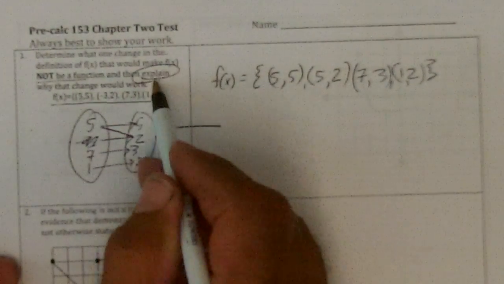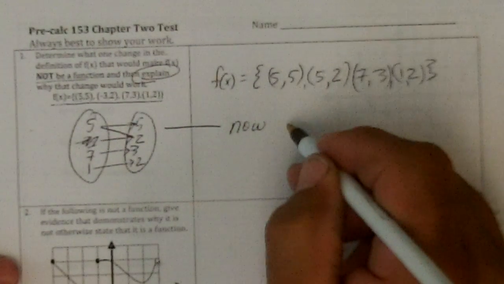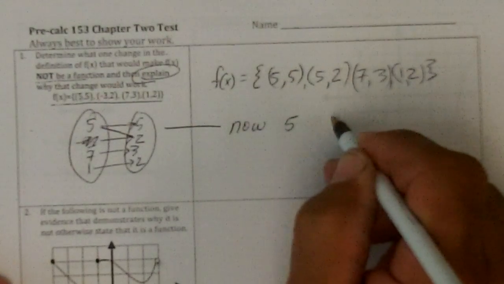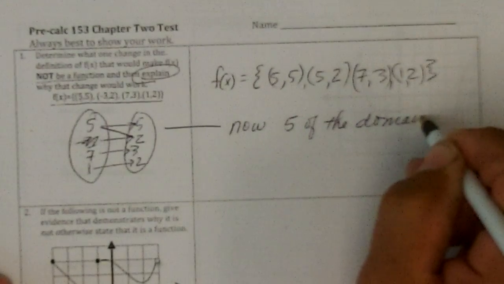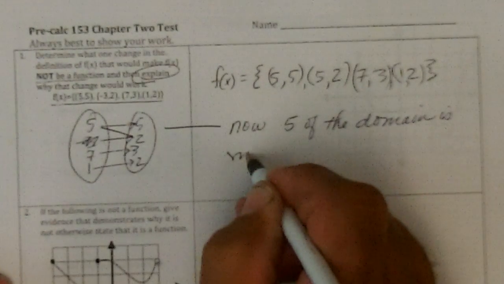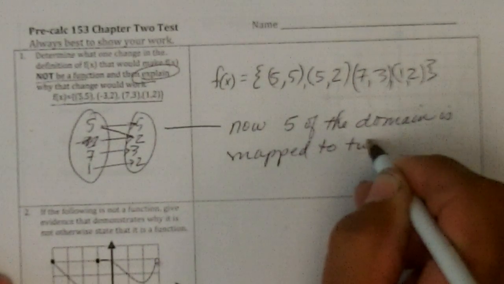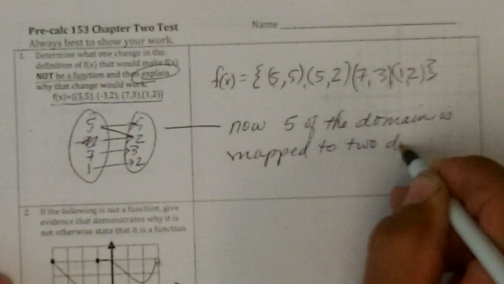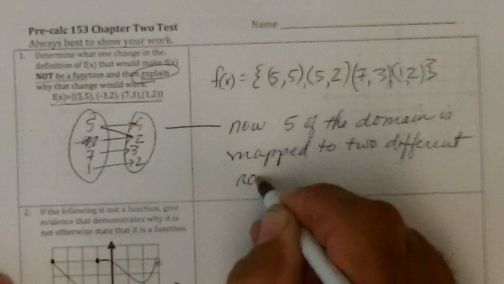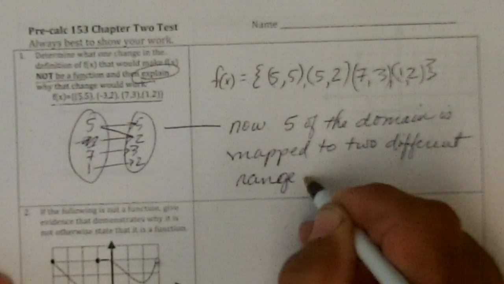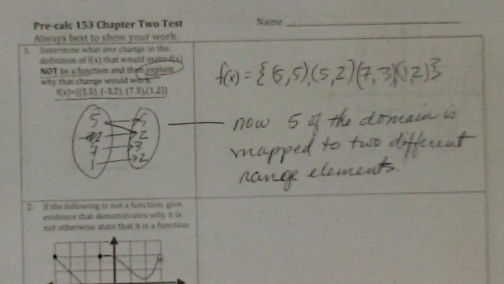It says to explain, so I say now 5 of the domain is mapped to two different range elements. Okay.